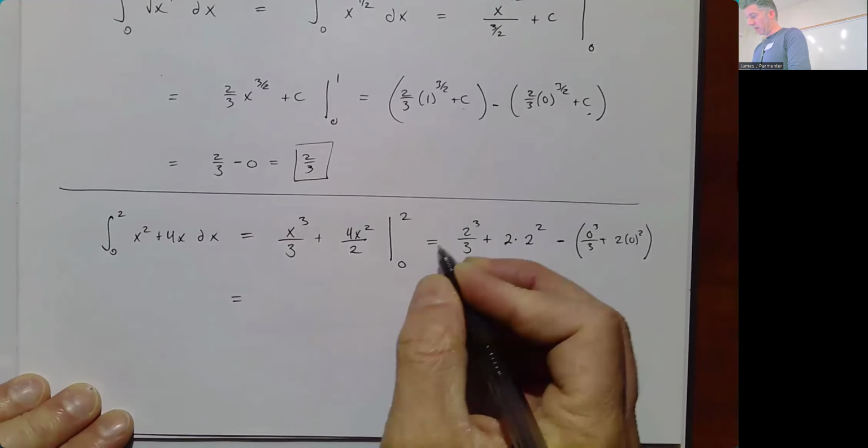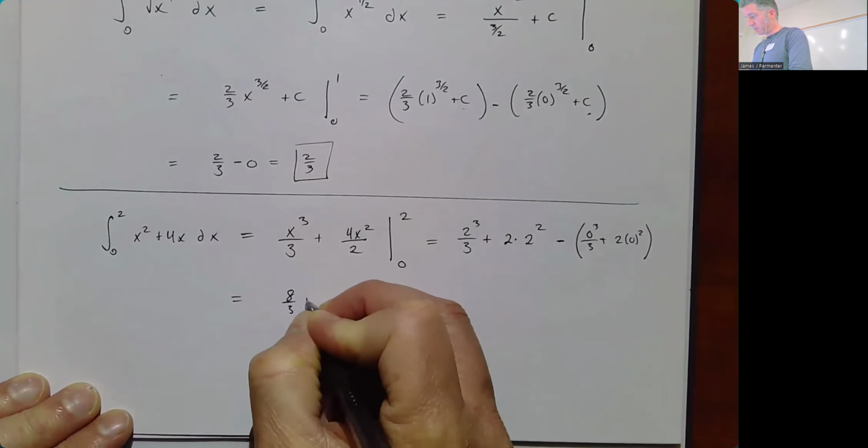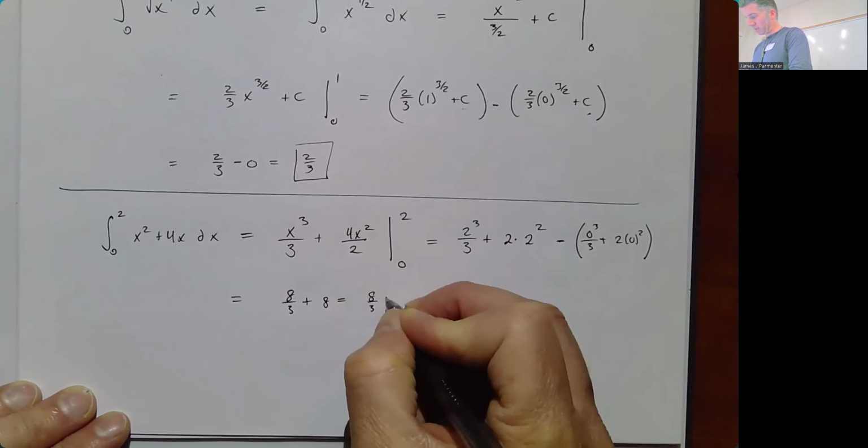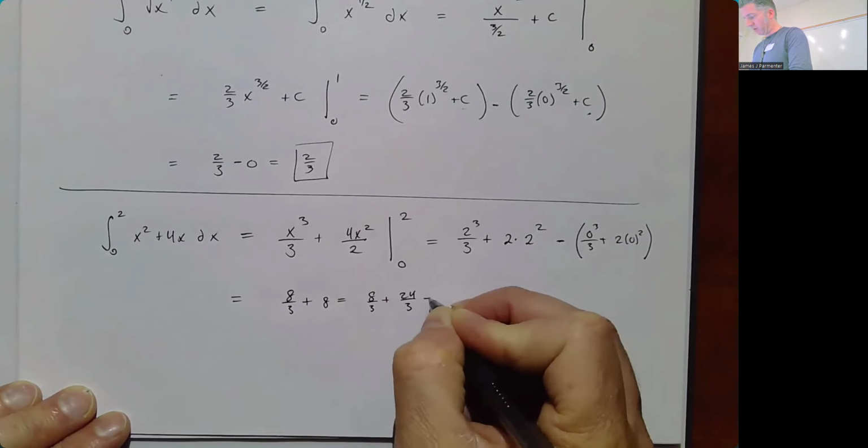So this ends up being 8/3 plus 2 times 4, which is going to be 8/3 plus 24/3, which is, yay, 32/3.